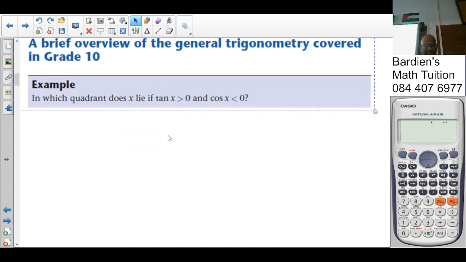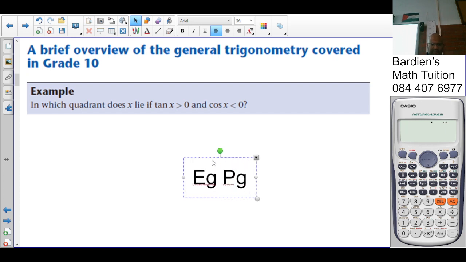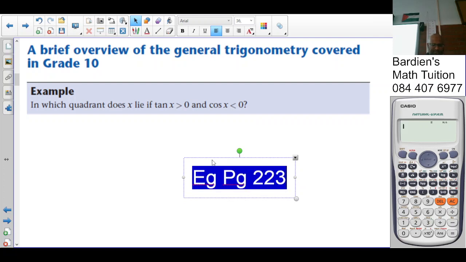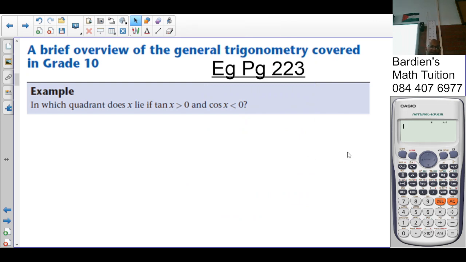Which page is this on? 223. Okay, so here we are told: in which quadrant does x lie if tan is greater than 0 and cos is less than 0? Write this down. We'll discuss this now.